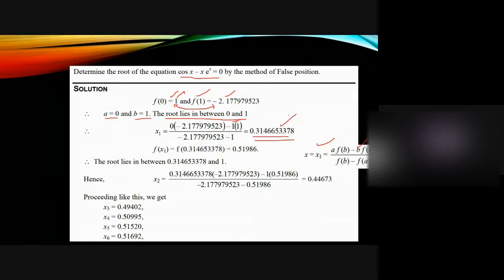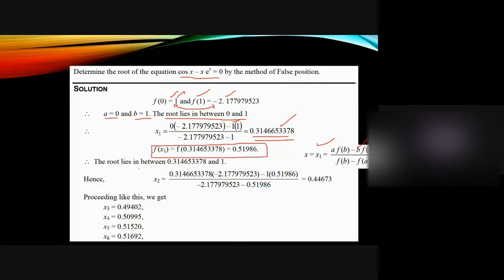Now we will substitute this value for the a value. So we have the new value. When you apply the new x1, it is f of 0.314. Whatever you got here, you got 0.51986 as a new value.